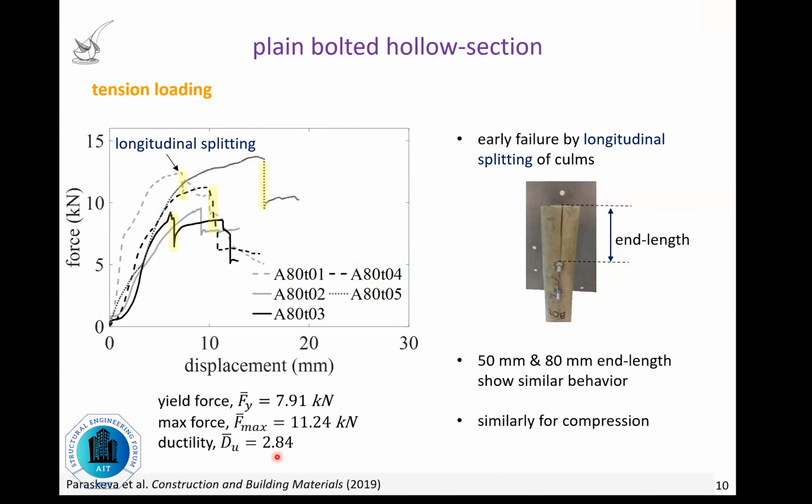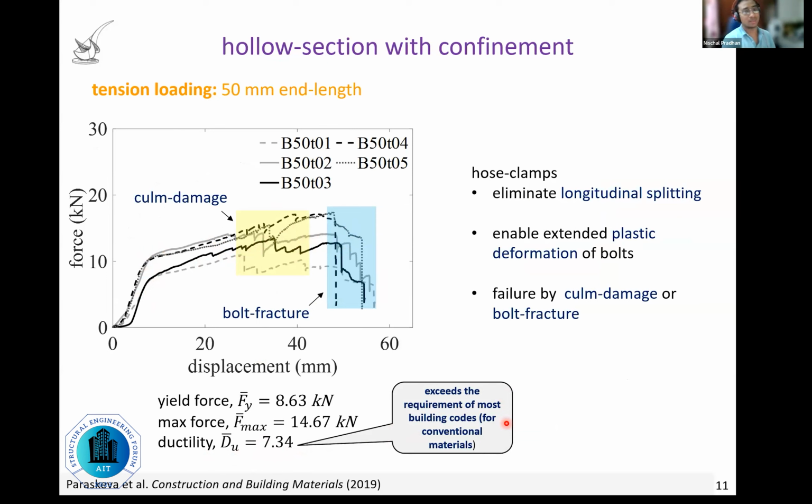Once you confine the bamboo culms with hose clamps, we eliminate longitudinal splitting. This allows us to have very large plastic deformation of bolts, as you can see here. And if you look at the ductility, we now have a very large ductility of 7.34. This by far exceeds the requirements of most building standards. Very few structures in the world need a ductility as large as 7. The failure mode now changes to either culm damage or bolt fracture.